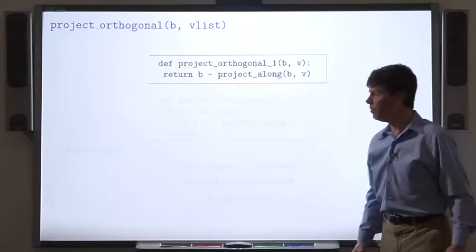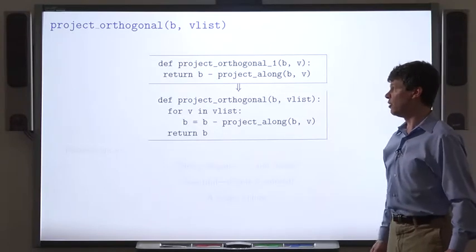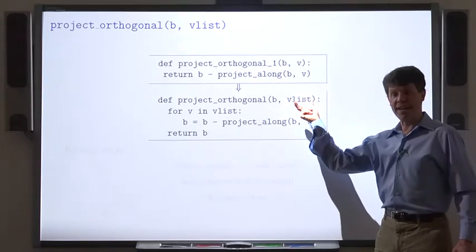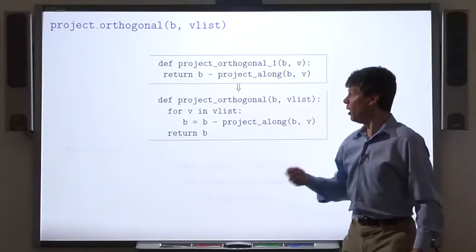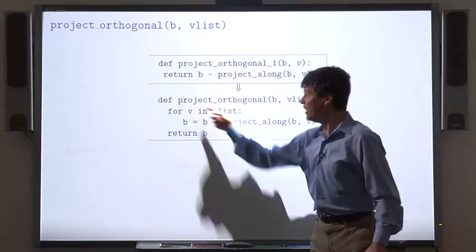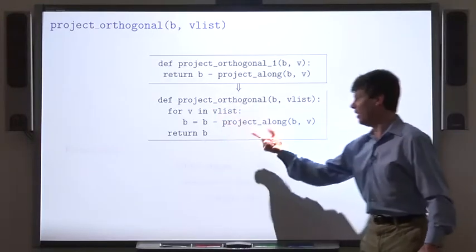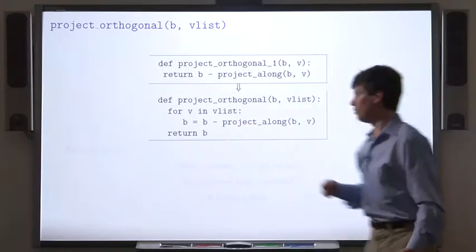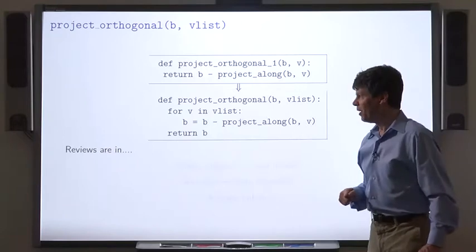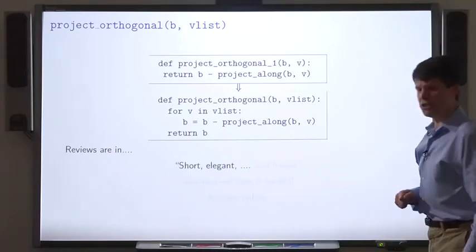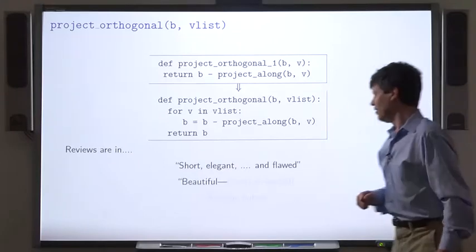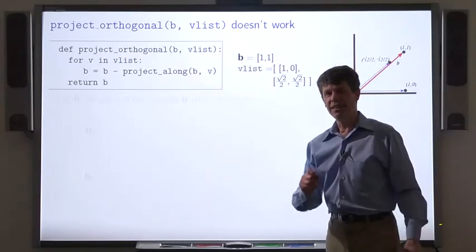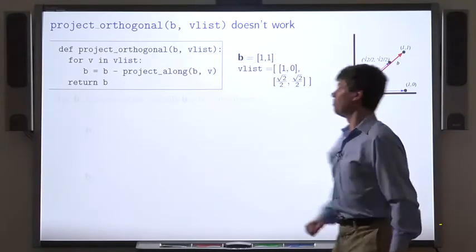So here's the algorithm we have, and here's the natural generalization to higher dimension. The input is a vector B and a list of vectors, and the algorithm goes through the list of vectors and for each one subtracts out from B the projection along that vector, and then returns the result. Well, what do people think about this algorithm? It's short, elegant, and flawed. Beautiful if only it worked. A tragic failure. So let's see this algorithm in action.